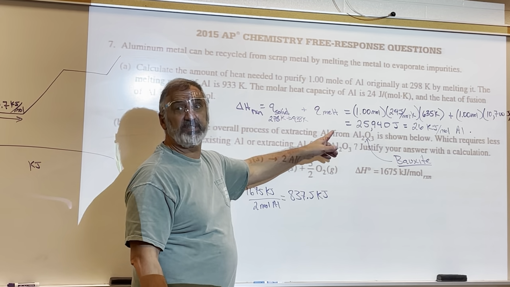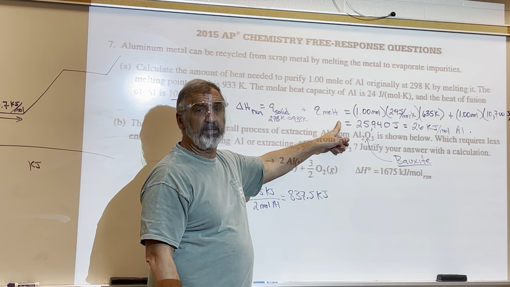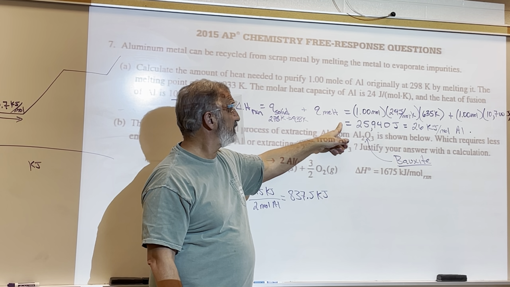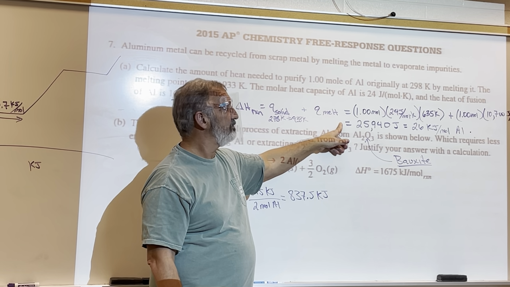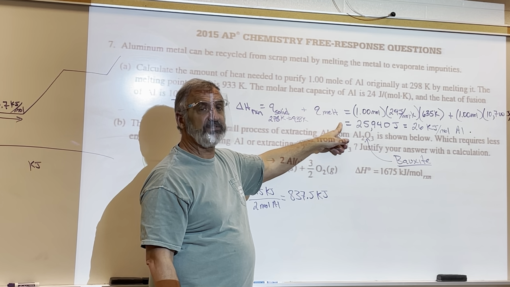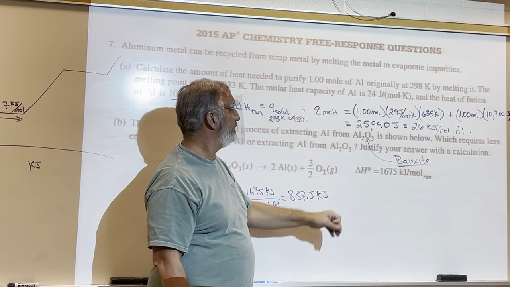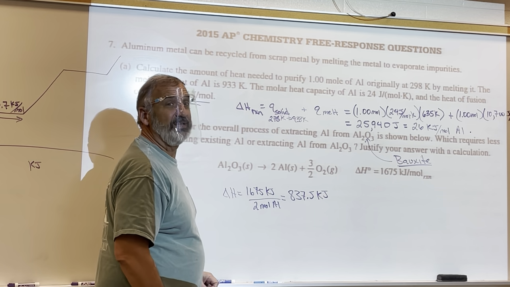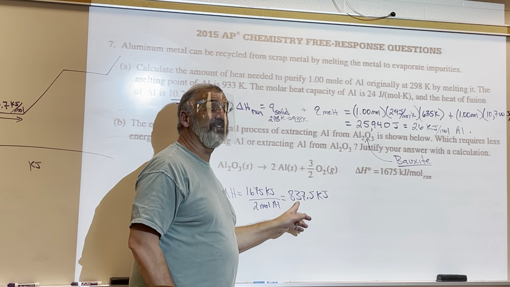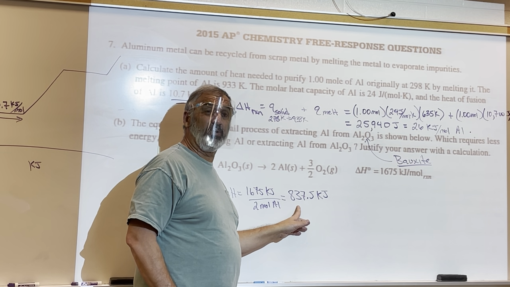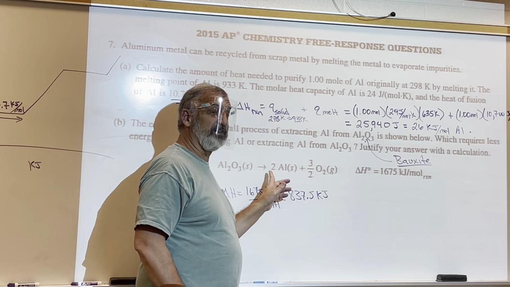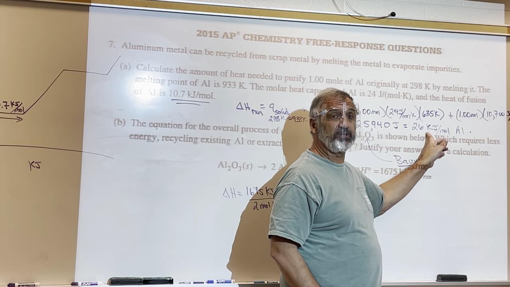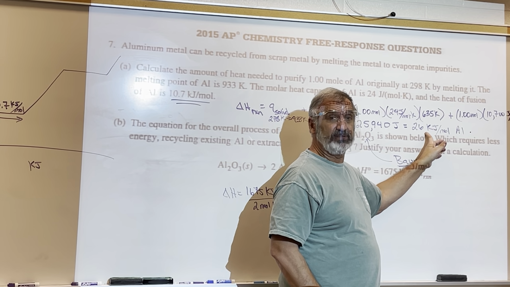Are we 100% sure that this number's right? Did you double check it? 24 times 635 plus 10,700. Yep. Okay? Man, that's a pretty big difference. It takes 837 kilojoules per mole of aluminum to purify it from bauxite, whereas it takes 26 kilojoules per mole just to melt it and recycle it.